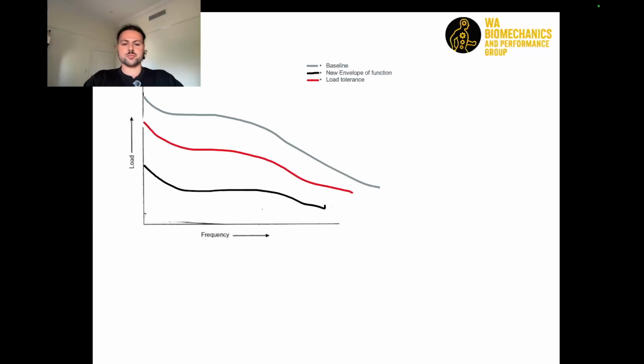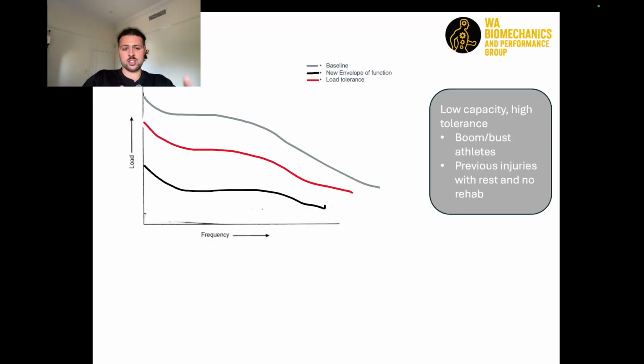Okay, last one. So this one represents someone with low capacity and high tolerance. So this can maybe represent those boom bust athletes or those previous injuries with rest and no rehab.